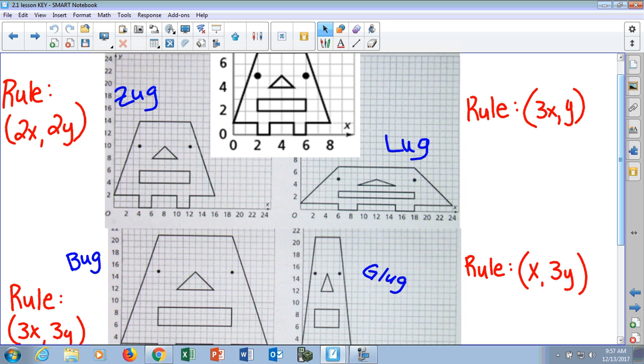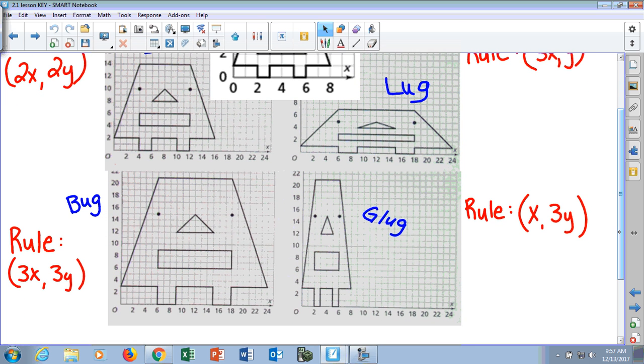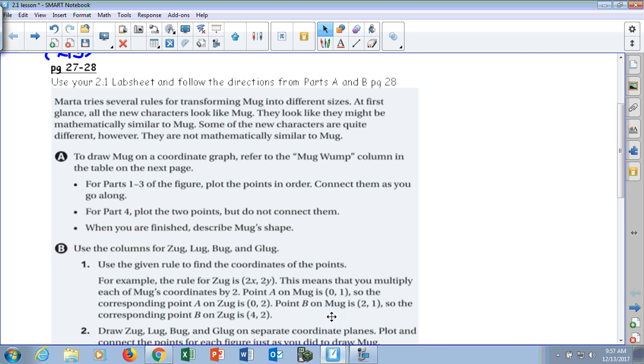What about Glug? He's tall. Yeah, he's just tall and skinny. So you see how we stretched it. Look how the y's tripled. You see how it stretches them when the y's in both of them change as opposed to just one changed?